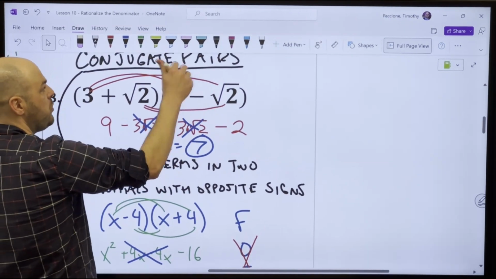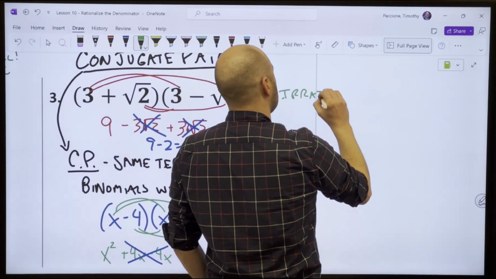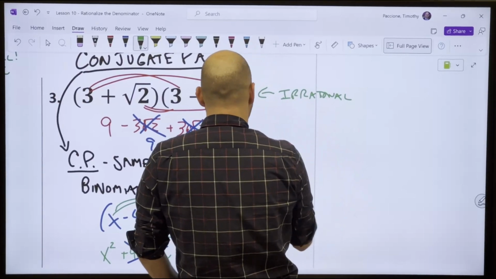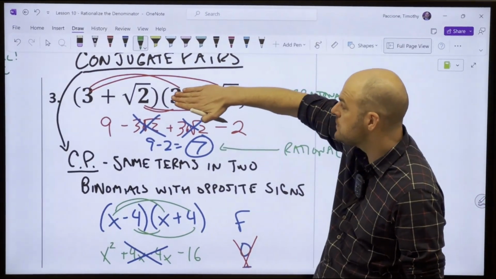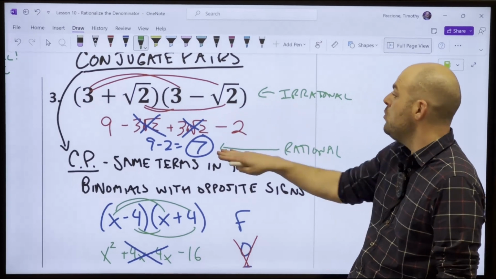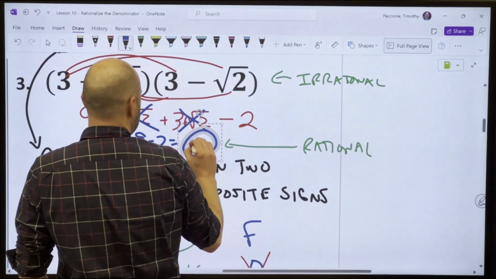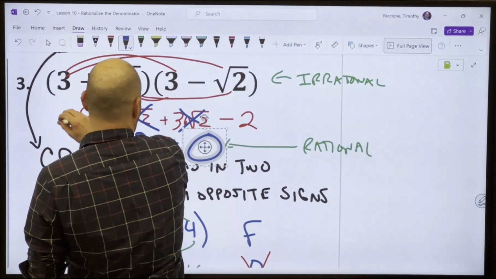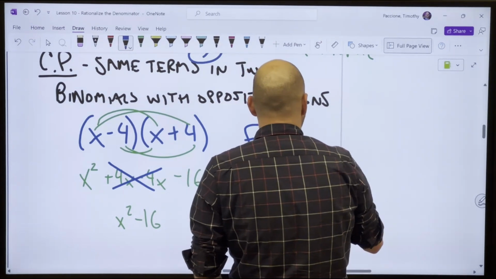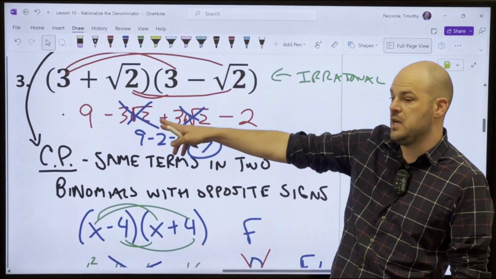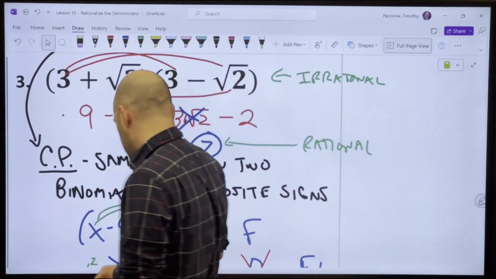And once again, we started with irrational, and now we are rational. So if we have something like this, and we multiply it by its conjugate pair, we get to a rational result, right? We get to 7. Whoa. So FOIL becomes just FL, right? I don't even need to really do this middle part anymore if I know I have a conjugate pair. Just do first, just do last, right? I'll show you examples, okay?